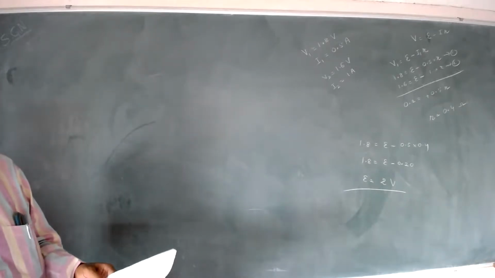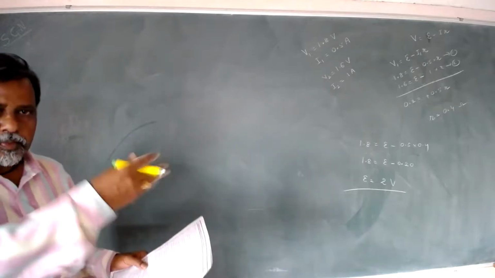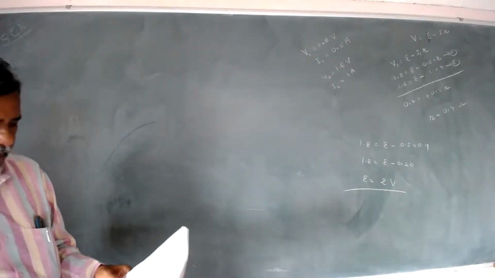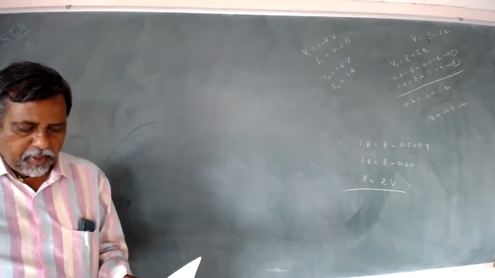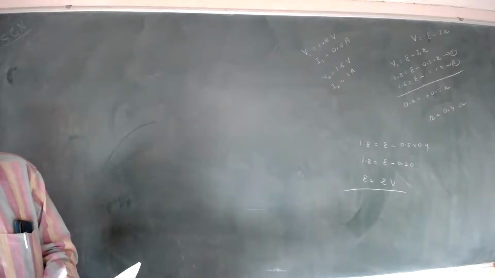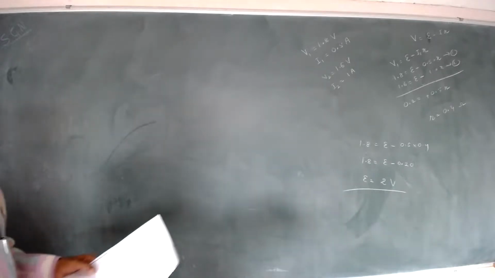Right? Next, in the above problem, calculate the internal resistance, 0.4 ohm. We calculate. Next, question number 55. A storage battery has an EMF of 25 volt and internal resistance 0.2 ohm. Calculate the terminal voltage of the battery when it is delivering 8 ampere of current.